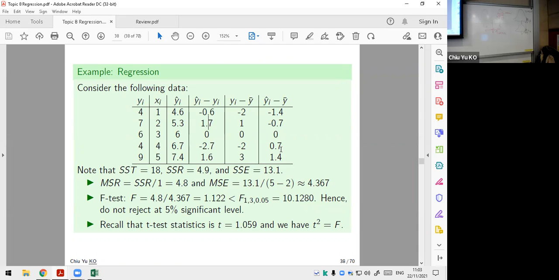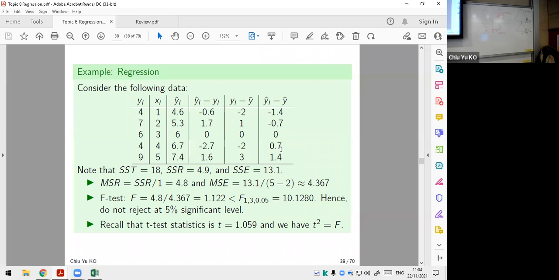And then you can calculate the MSR. Okay, just this over 1. MSE is the same, and you can do the F test. The F test is the same, just MSR over MSE. You calculate this and get F, and you can notice the interesting thing here. I want to highlight again that when you take the t statistic and square it, you get the F. This is a very special thing about linear regression.